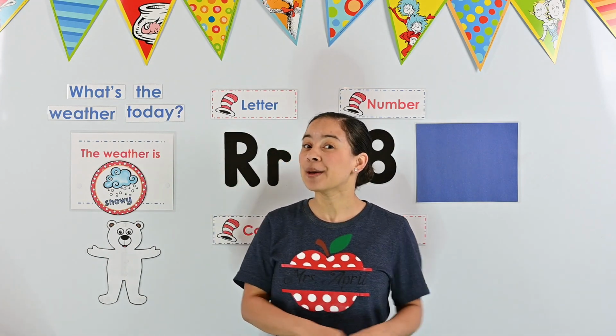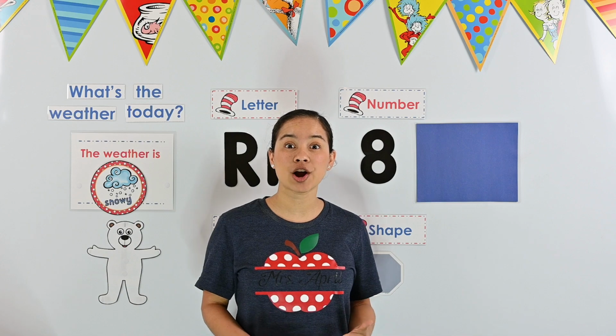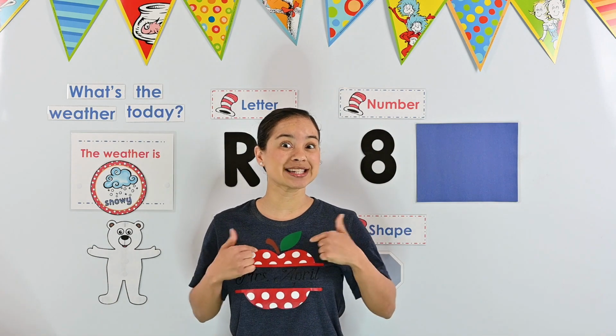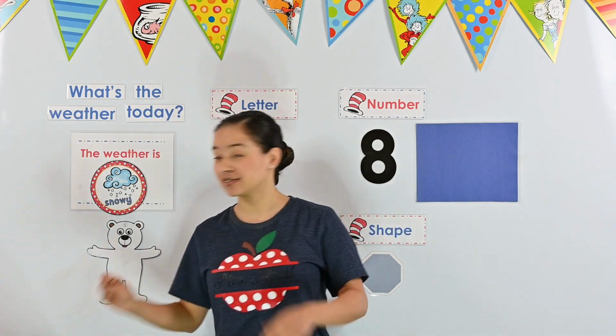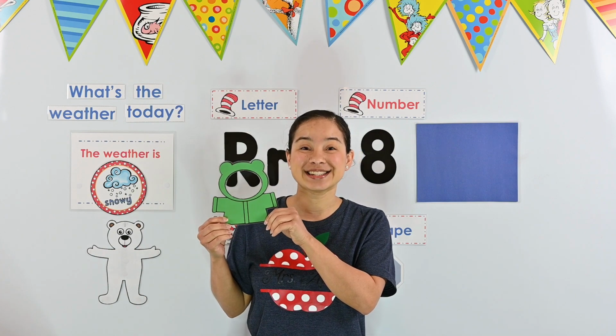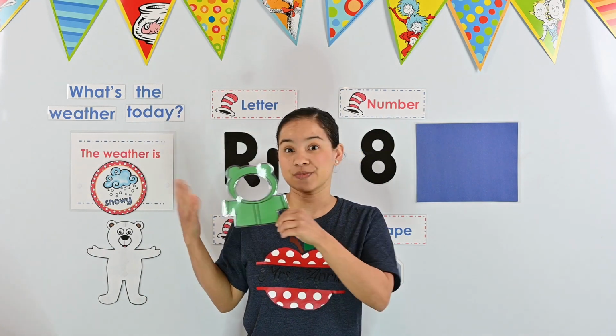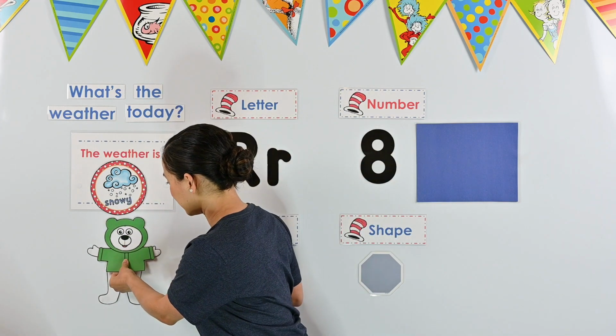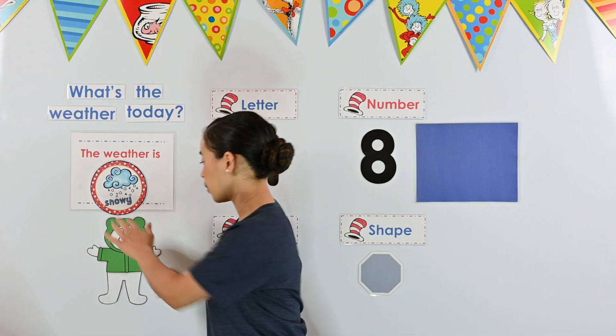Great job, friends. Okay, now we need to help Perry the polar bear get dressed for a snowy day. And if it's snowy outside, it's cold outside. Let's help Perry get dressed. He already chose his top. What kind of top did Perry choose to wear today? He chose his winter coat or his snow coat. Let's add it to Perry. What color is his winter coat?